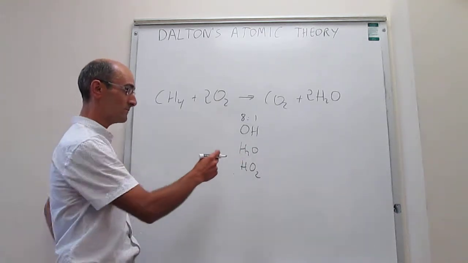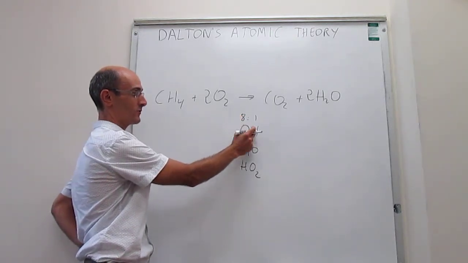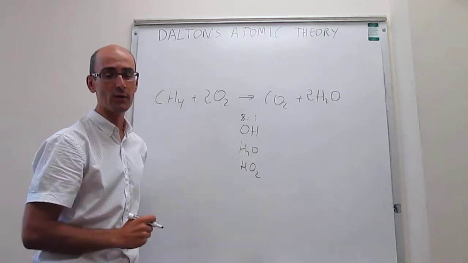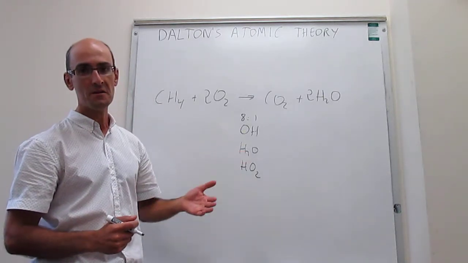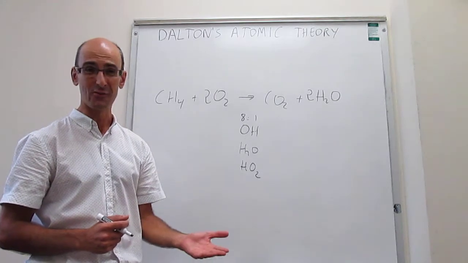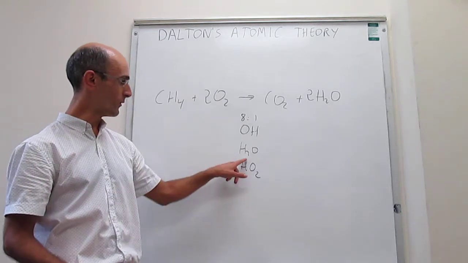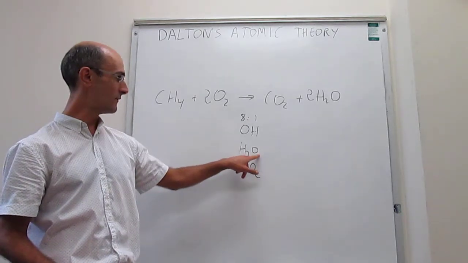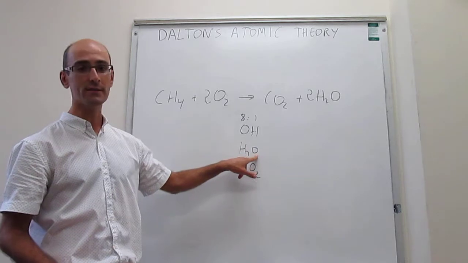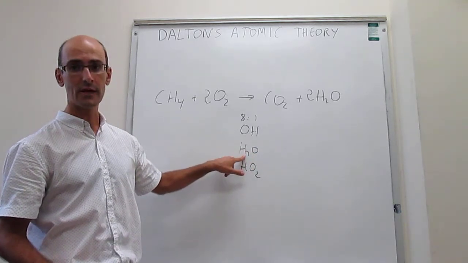For example, you can think that if the relative mass of oxygen to hydrogen in water is 8 to 1, and the formula is OH for water, then the atomic mass of oxygen would be 8, which is not correct, and the atomic mass of hydrogen would be 1. If you think that water is H2O, and instead you have an 8 to 1 ratio, then that would mean that the mass of oxygen should be 16, and the mass of each atom of hydrogen would be 1.